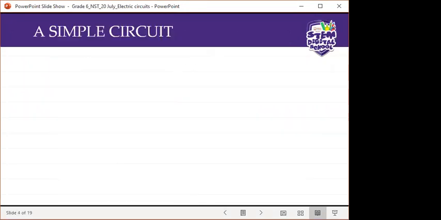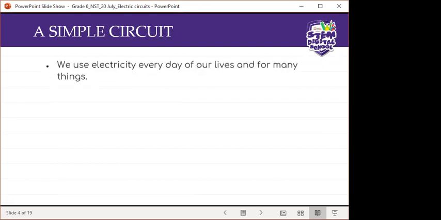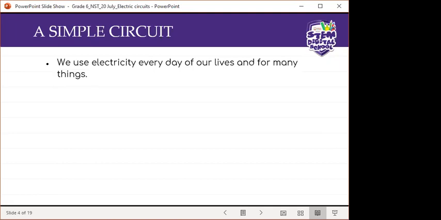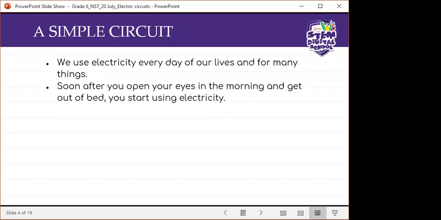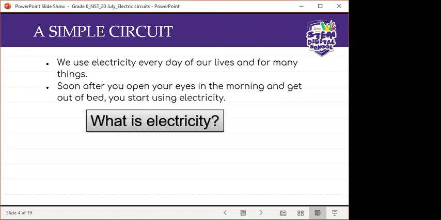Okay, so another subtopic, which is a simple circuit, is what we are going to look at. What we know is that we use electricity every day of our lives and for many uses. Soon after we open our eyes in the morning and get out of bed, we start using electricity. For example, you wake up because your phone alarm rang, and you switch off your phone alarm. So immediately when you wake up, you start using electricity.